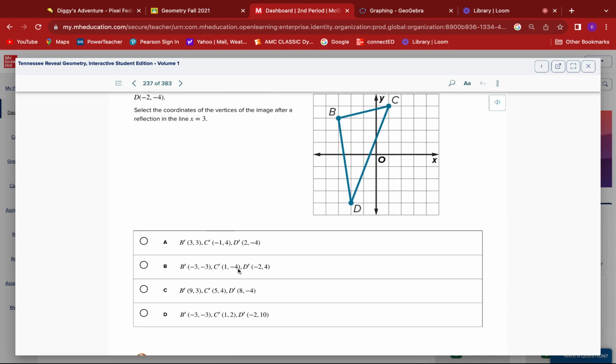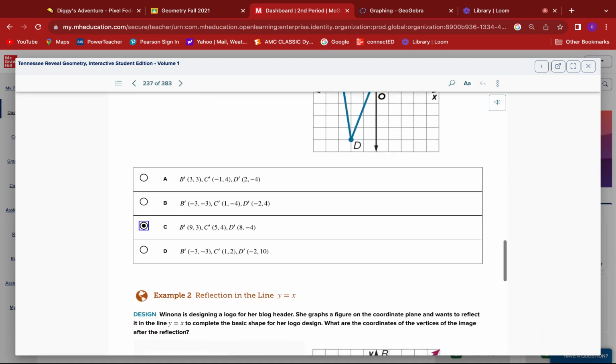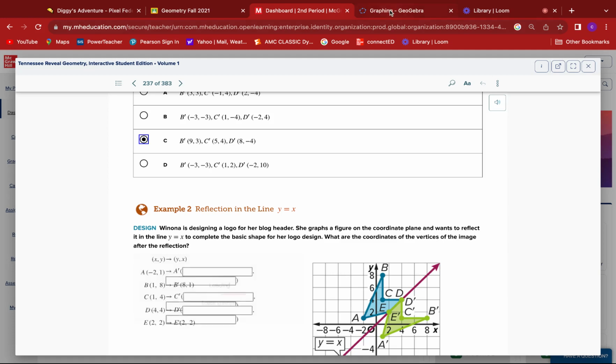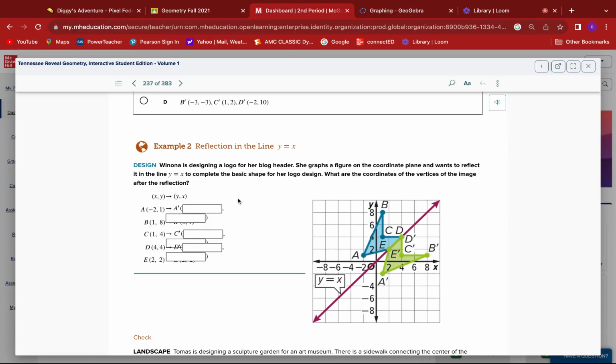Not it. Not it. Possibly it. Not it. There it is. There's your answer. And of course, you want to do GeoGebra. Yeah, you can do that. Pull it up. Example number 2.